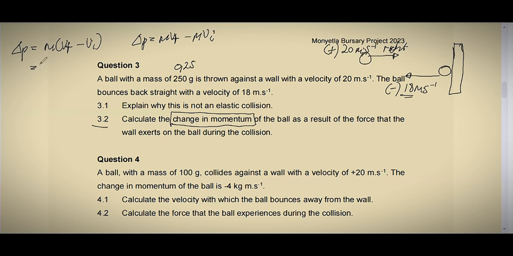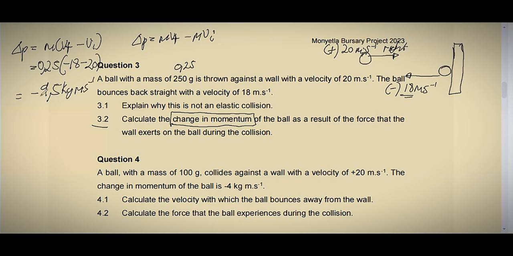So at this point, this is where you come here and say 0.25. Then your vf is not just 18, it's negative 18. Then you say minus 20. Then at this point, you can punch all this into your calculator. So note that it is negative 9.5 kg meters per second.